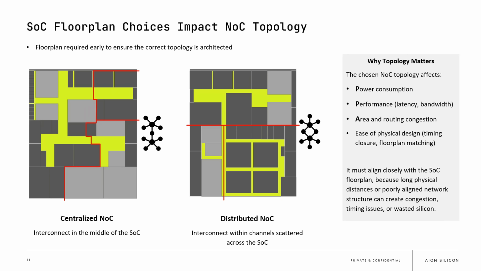You could have structures such as a mesh of trees or a tree of meshes as well, which can be derived from one of these two types. And why the topology matters is because it affects your PPA. So choosing the right topology early on in the architecture process ensures that you have the right design in place, and it must closely match with the SoC floor plan. So having an idea of your SoC floor plan early on in the architecture process is beneficial to choosing the correct topology.